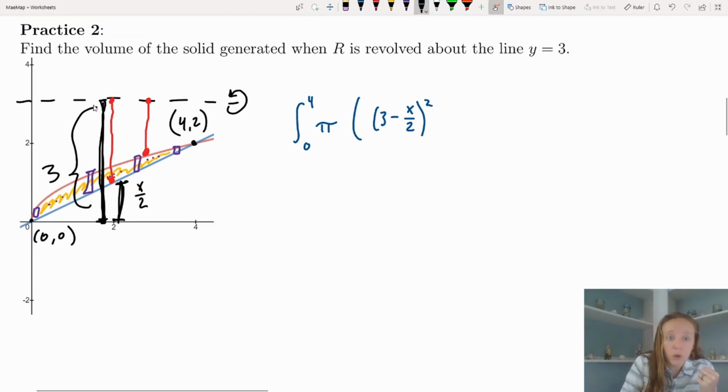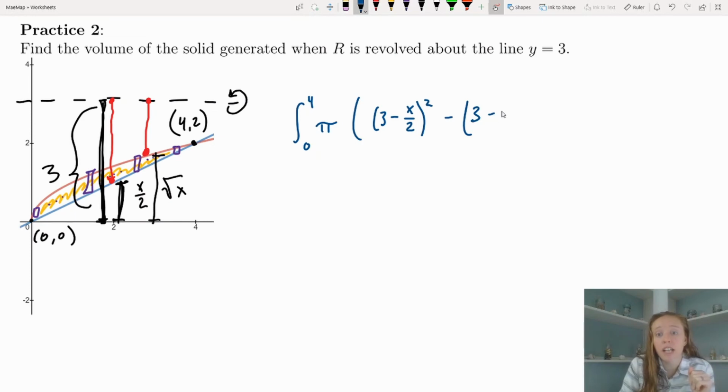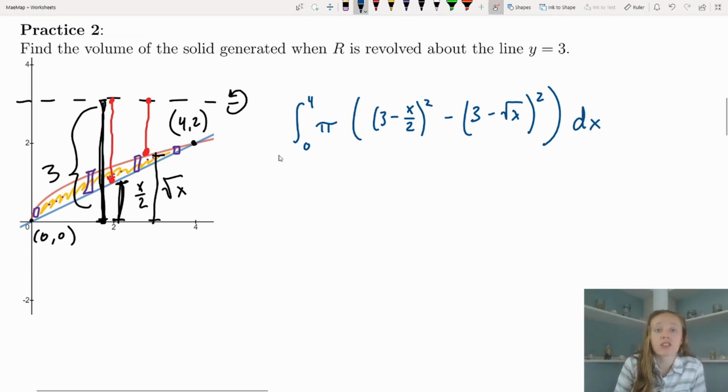So I know that total distance is 3, and the distance I don't want included in that radius is this square root of x height. So again, I'm going to be taking 3 and subtracting the square root of x from it, and then squaring that quantity. So here's my outer radius squared minus my inner radius squared, and that's all with respect to x. Let's go ahead and solve this out.